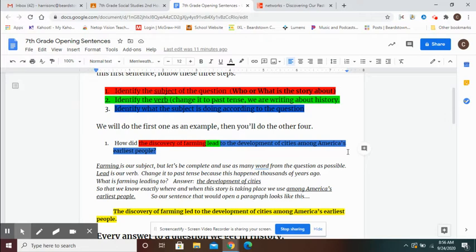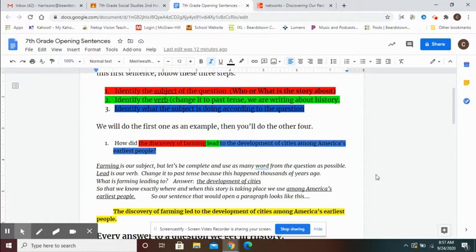That first sentence should not reveal any part of your answer. We'll save that for the next couple sentences. All we are doing is identifying the subject and the verb and the complete thought. So you see here, farming is our subject. I've highlighted it in red. We want to be complete, not a one-word subject, but we want to use as many words as we possibly can from the question. So we see that I highlight everything here. The discovery of farming, that's our subject.